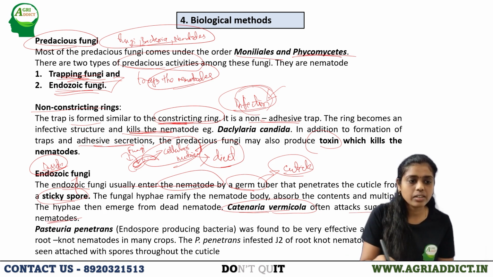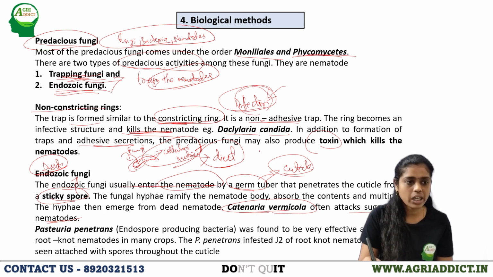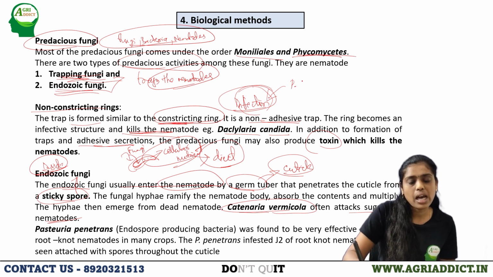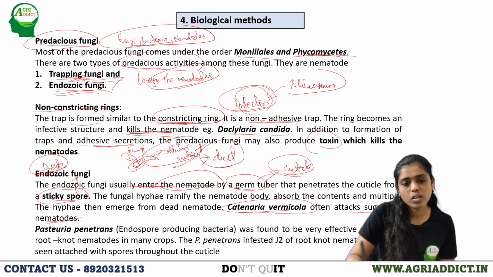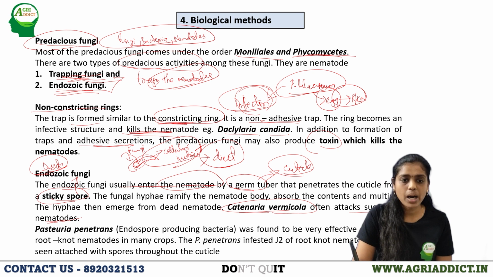And I forgot to tell the example here: Dactylaria candida. This is the example for trapping fungi. Apart from these two types of fungi, there is one more fungus, Purpureocillium lilacinum, formerly Paecilomyces lilacinum. It acts as a parasitic fungus of nematodes, mainly root knot nematodes. It is the most effective control of the root knot nematode, and mainly the root knot nematodes can be controlled by using this kind of fungi.